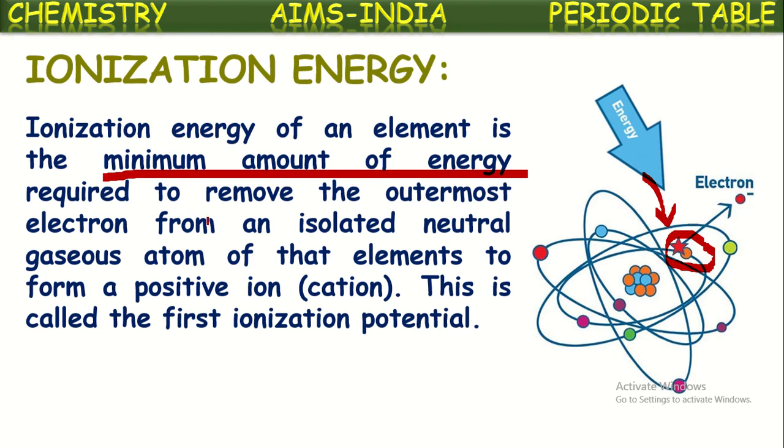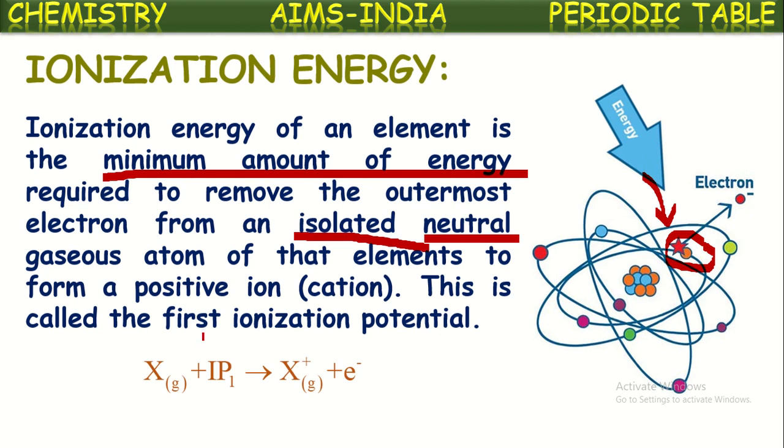One more term here: isolated neutral gaseous atom. Before the removal of the electron, when we supply energy to an atom, it becomes isolated, meaning it is separated from all the remaining atoms, and it first converts into gaseous form. After converting into gaseous form and being separated from all the other elements, the energy required by that element for the removal of its outermost electron is called ionization energy, or ionization potential.